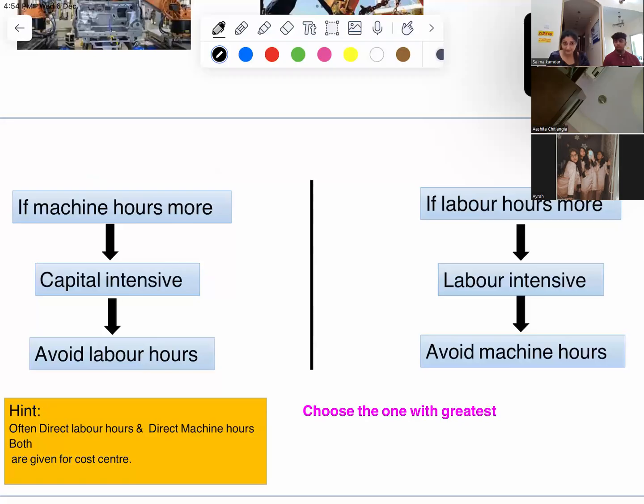It helps us find the OAR. How do you find the overhead absorption rate? Budgeted overheads upon activity level. Overhead absorption rate is budgeted overheads divided by budgeted activity level. Are you all with me? Budgeted overheads divided by budgeted activity level.